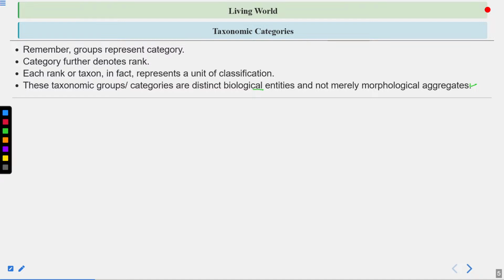What does this mean? These categories or groups are not created just based on morphological characteristics, meaning external characteristics. These categories are distinct biological entities, meaning they have different genetic makeup, different genes, and their DNA sequence is also different. So they are not merely morphological aggregates, meaning they are not grouped into one category just on the basis of morphological characteristics.